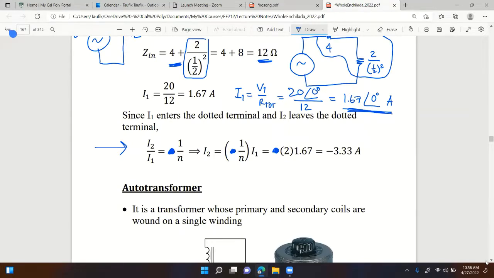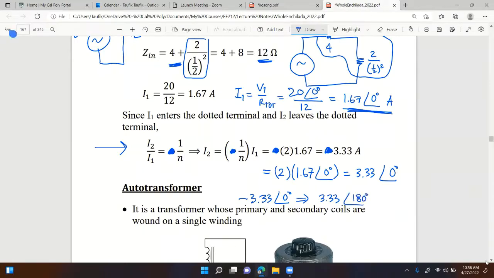So now I2 over I1 is equal to 1 over n, and I2 is equal to 1 over n times I1. If I want to include the angle, that will be 1.67 at 0 degrees, that's going to be 3.33 at 0 degrees. So get rid of the minus sign right there as well. Notice that if you include the sign, then it's going to be a different angle, because minus 3.33 at 0 degrees is the same as 3.33 at 180 degrees. So different angle. But again, I made a mistake, so just ignore this.